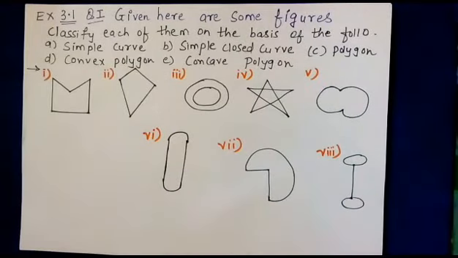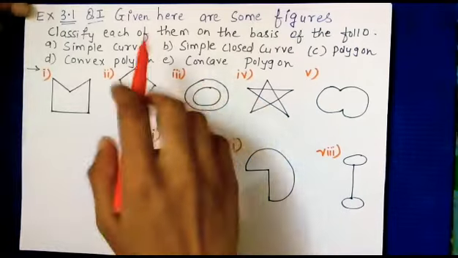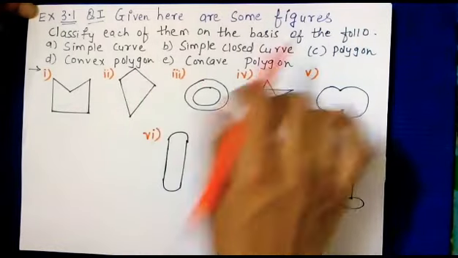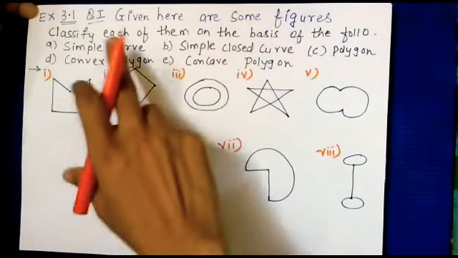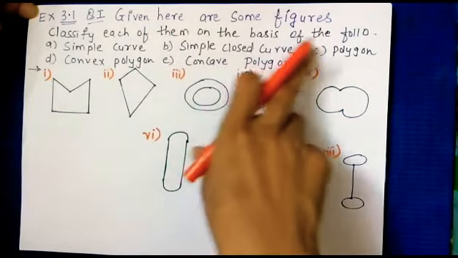Now we will see question 1 of exercise 3.1. Let us first read the question. Given here are some figures. Some figures are given to you. Classify each of them on the basis of the following.